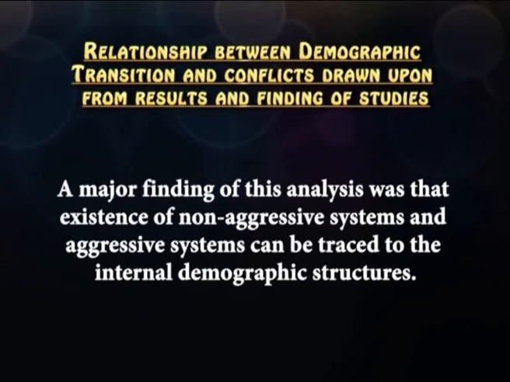A major finding of this analysis was that the existence of non-aggressive systems and aggressive systems can be traced to internal demographic structures. It was found that there is a theoretical and empirical linkage relating population variables to conflict behavior and to violence. Out of these, in the case of 45 conflicts, population transition played an important role. It was also found that population variables affect conflict both directly and indirectly, and conflict processes in turn have profound impacts on the demographic structure.